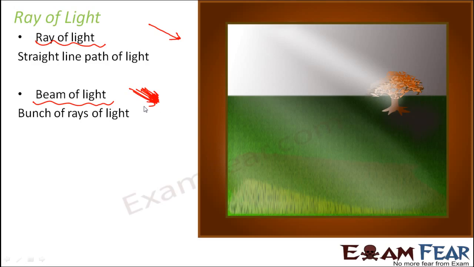Now, throughout this lesson, since we are going to talk about light, I will often be using the term ray of light, which would mean the path of light coming from a source and falling on some object. But I wanted to make the distinction between ray of light and beam of light clear before I go ahead with the lesson.